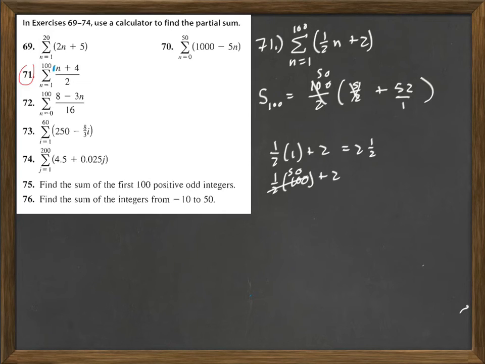Actually, I don't want this number anymore. I want my mixed number, 2 and 1/2, and we have 52. So that means we have 54 and 1/2, and we have to multiply this by 50. Now, we could totally do this without a calculator, but it says use a calculator.